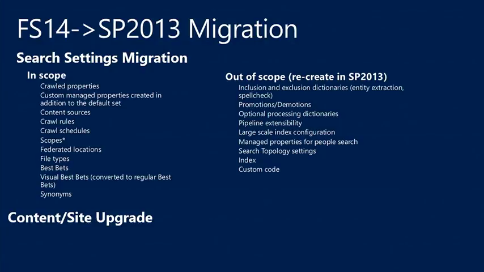Things you will get, like you might expect to get, are crawl rules and crawl schedules, things that you see in 2010 as well. Things you definitely don't get are optional processing dictionaries, pipeline extensibility, customized stuff that people build on top of Fast. All of that's going to get left behind. Okay, there's nothing we can do about that.